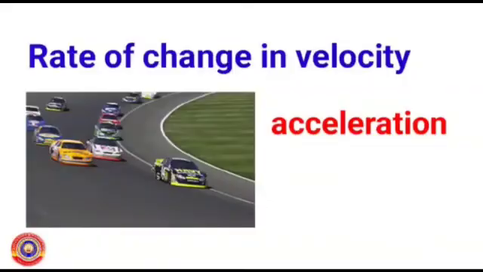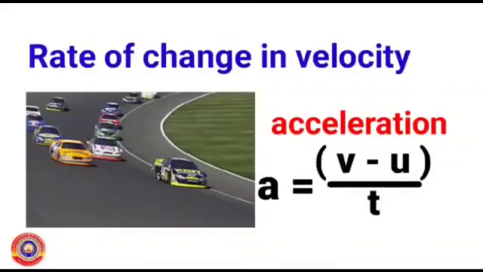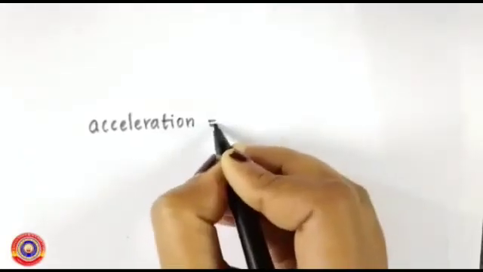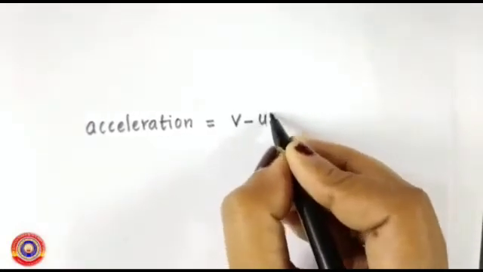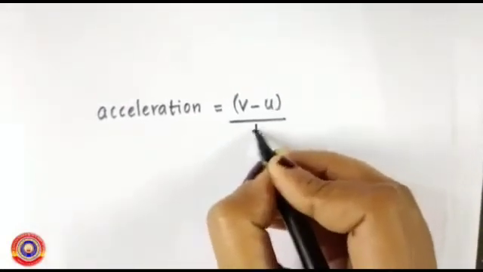So now we have found out the rate of change in velocity. This rate of change in velocity is acceleration. Acceleration a equals v minus u divided by t. This is the formula for finding the acceleration of a body. a equals v minus u divided by t.